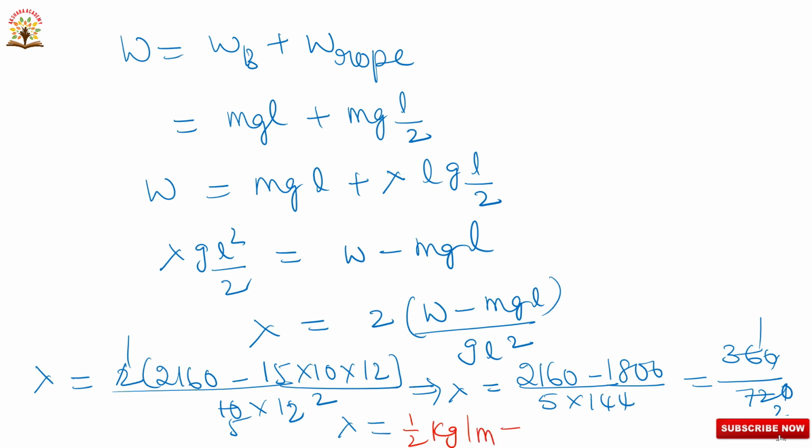That implies lambda is equal to 0.5 kilogram per meter. Linear density lambda is equal to 0.5 kilogram per meter. This is the final answer. Okay. Thanks for watching this video.